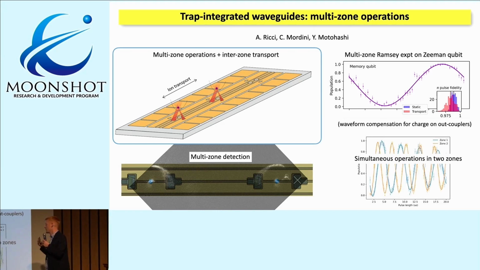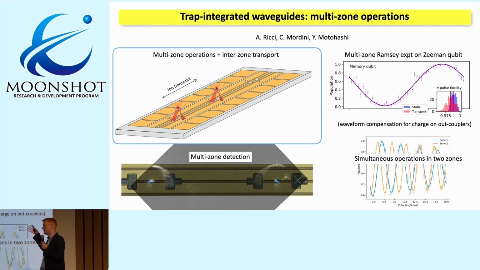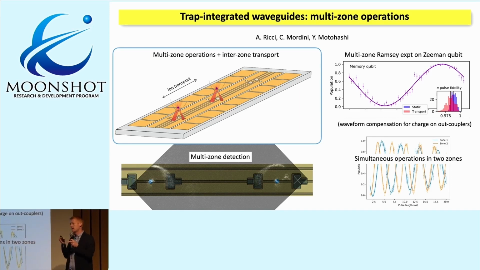Furthermore, we can start to do things in parallel in two zones. It's really becoming a flexible system, and I would say this is starting to demonstrate the technology which we really need for scaling. Now, the one thing that's missing, as I mentioned, is that we still align these free space beams in for the blue.